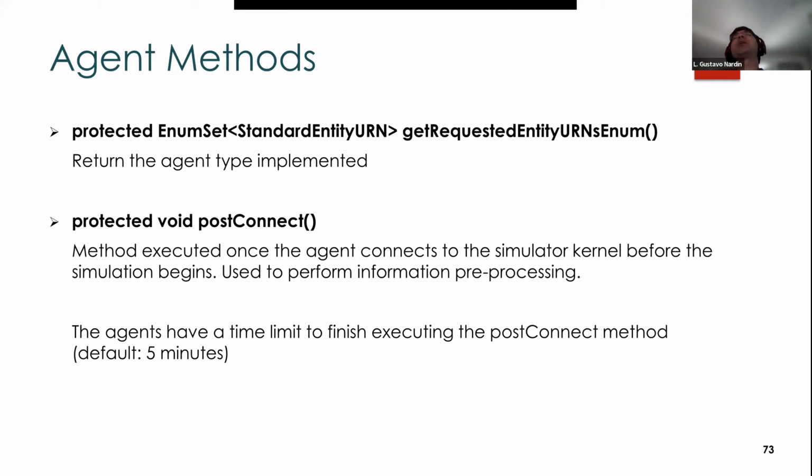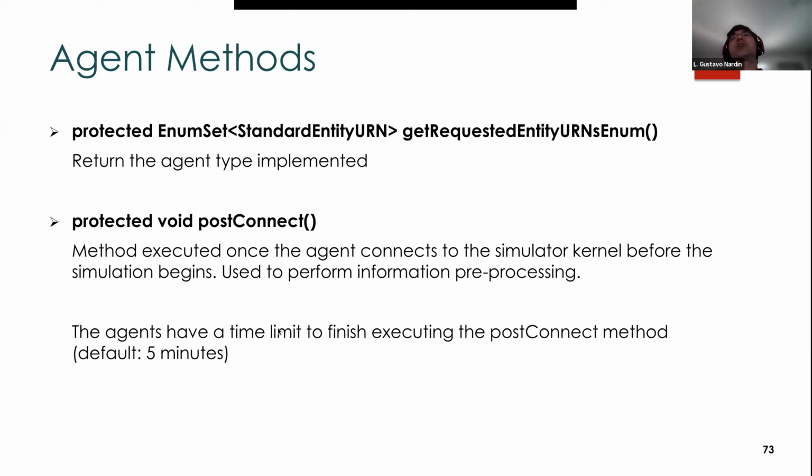It's the information about the map. So the post connect is a method that can pre-process some information about the map in order to reduce the processing time during the simulation run. This post connect method may have a time limit.